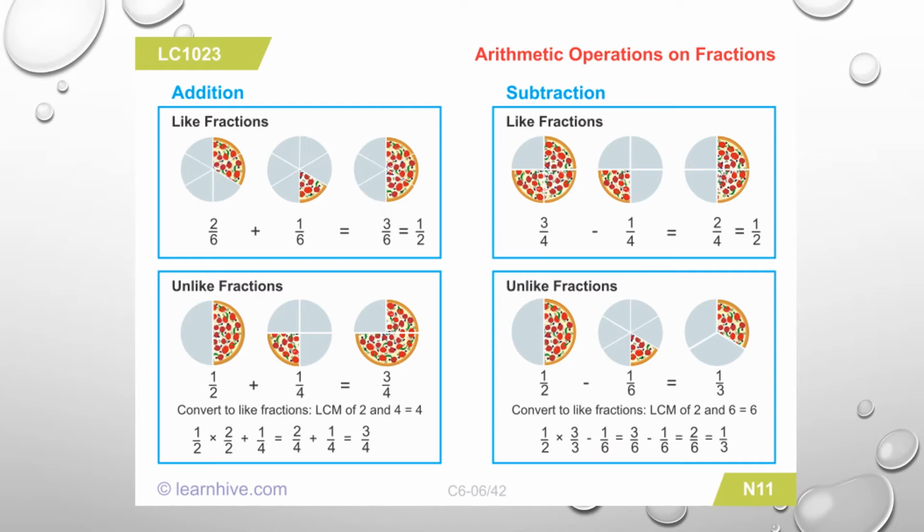Unlike fractions. When you are subtracting unlike fractions, that is 1 upon 2 minus 1 upon 6, again we will convert it into like fractions. So the LCM of 2 and 6 is 6. So 1 upon 2 will be multiplied by 3 upon 3. So we will get 3 upon 6. Now 3 upon 6 minus 1 upon 6 is equal to 2 upon 6. When you reduce it, you will get the answer as 1 upon 3.